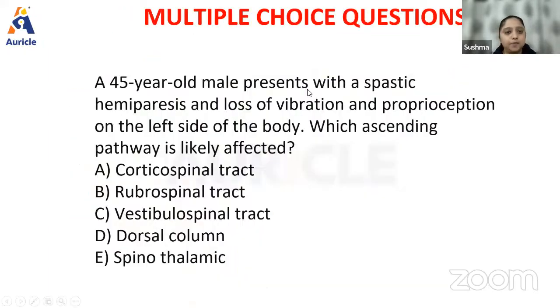Next, let's take a simple question. 45-year-old man presents with a spastic hemiparesis with loss of vibration and proprioception of left side.